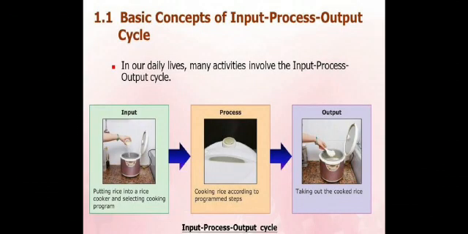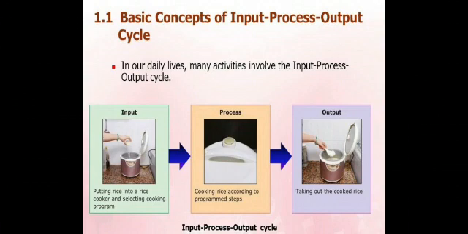So now let us learn about some examples or activities in our daily life which involve the input, process, output cycle. So in our daily life also, there are a lot of examples among us which work on the principle of input, process and output. For example, first of all, the first example which we are taking up is cooking of rice in a cooker.